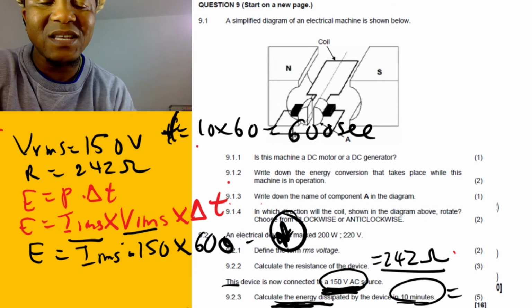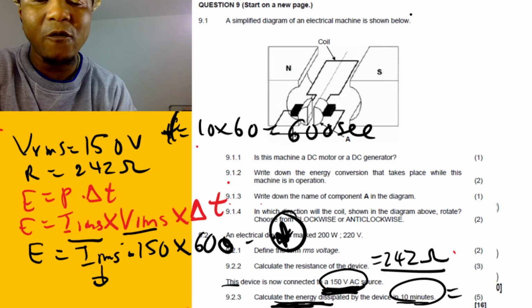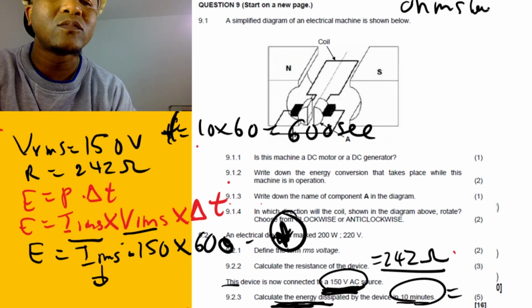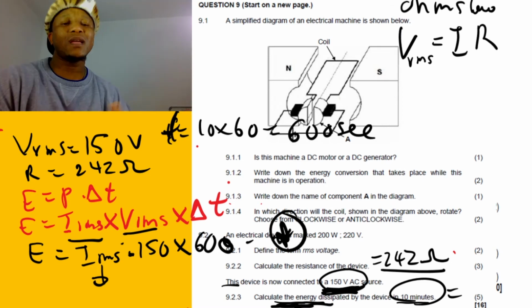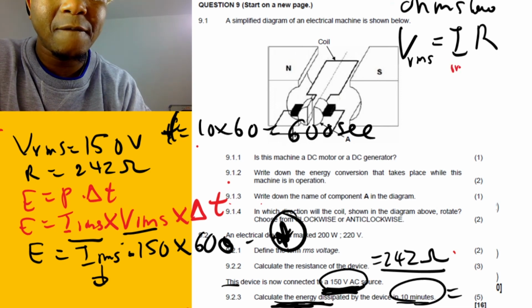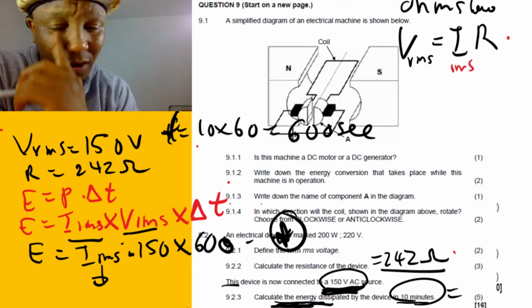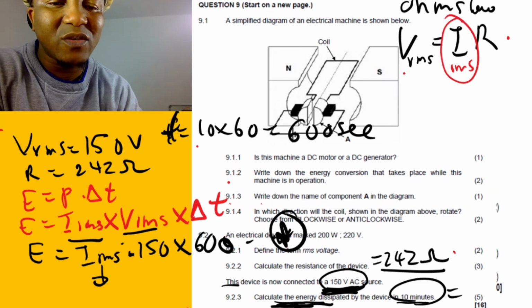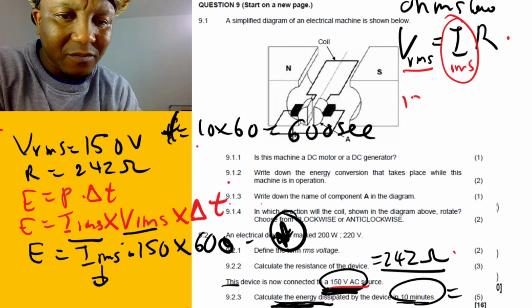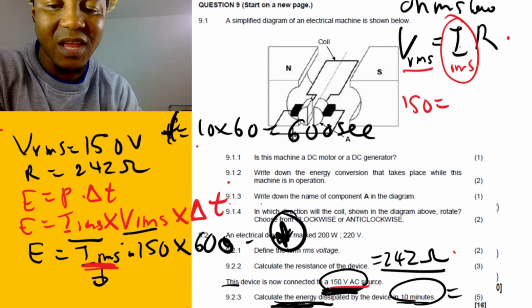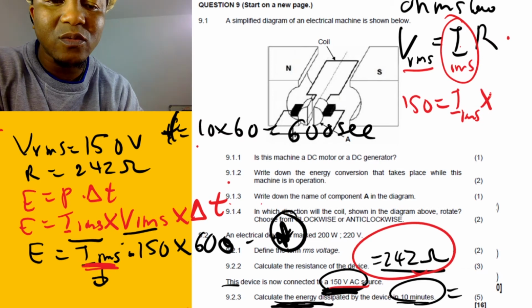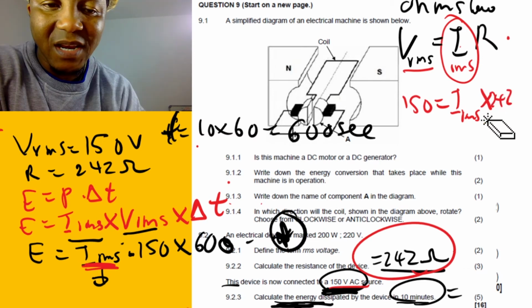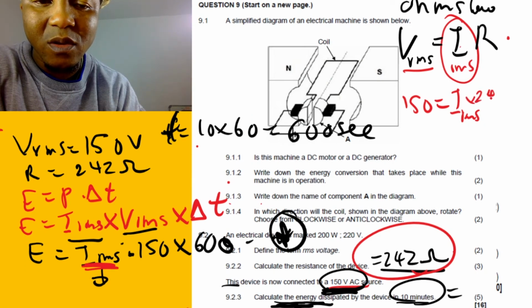I'm going to show you right here under, just because of my space. From Ohm's law, the potential difference, but remember it's RMS, equals current times resistance. Our current is RMS, and resistance is just a resistance. So I can plug in my potential difference, 150, equals the current I'm looking for, the RMS current, times the resistance. Oh yes, I had it, 242.